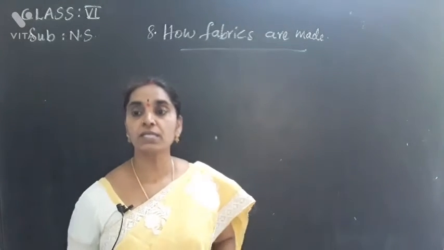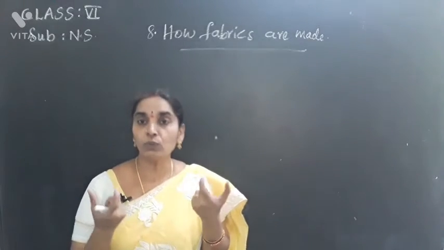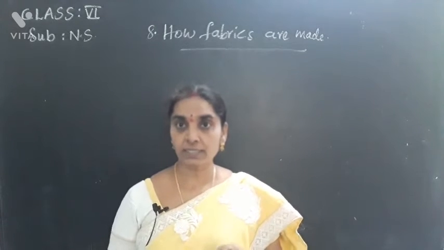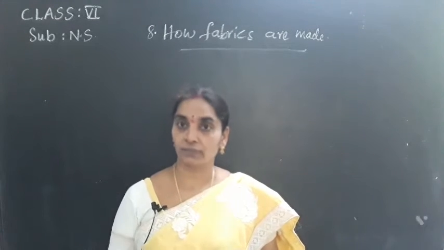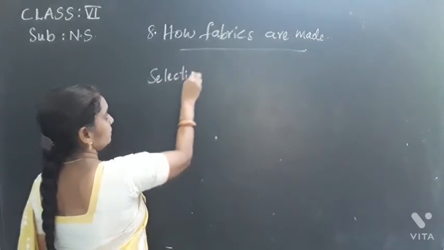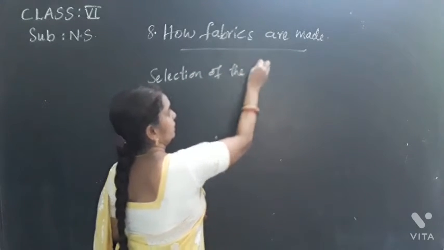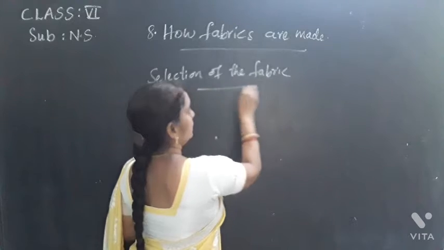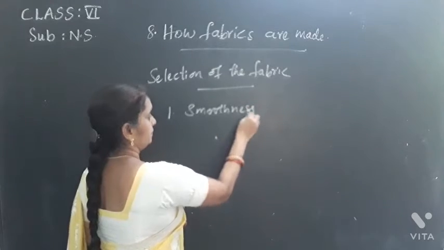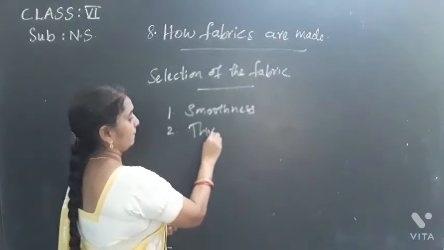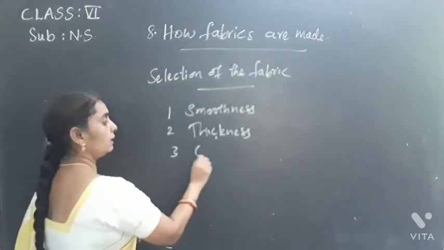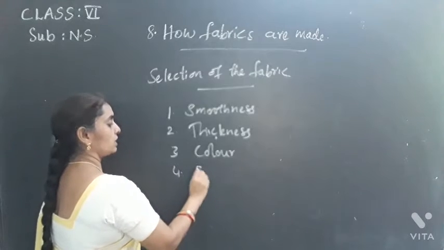So once again I repeat, on what factors do you select a fabric? You select a fabric depending upon the thickness, coarseness or fineness of the cloth, or whether it is a smooth one, that is smoothness. Selection of the fabric depends upon smoothness, thickness, and also its color and shrinkage capacity.